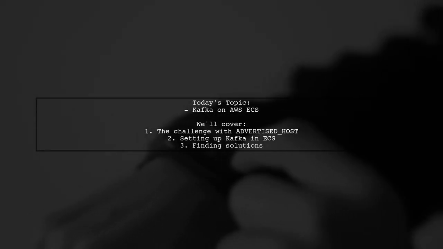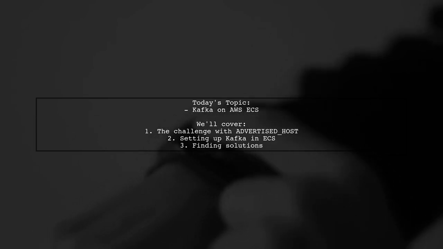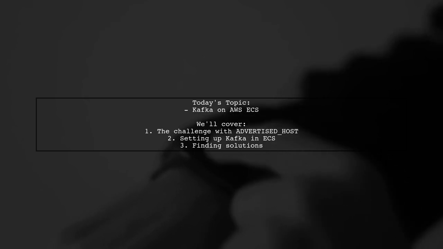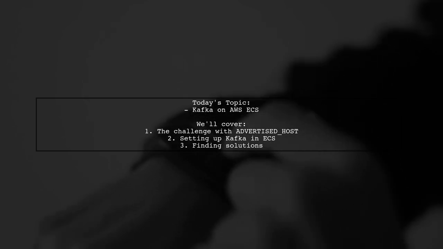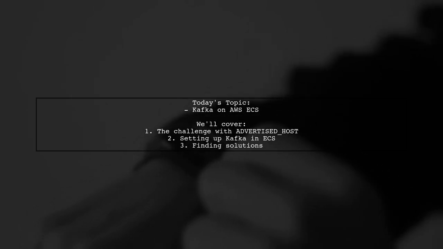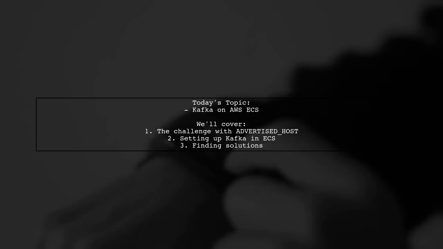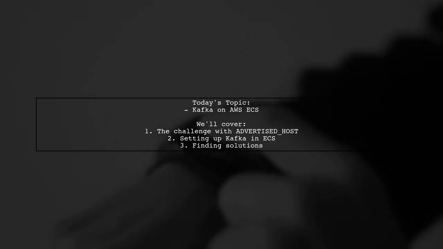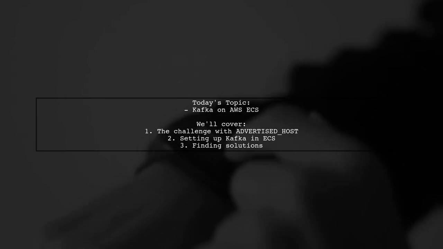Today, we're tackling a challenge that many developers encounter when deploying Kafka on AWS ECS. Our viewer is trying to run Kafka using the Spotify Docker image, but they face a tricky situation with the advertised host environment variable. Let's dive into the details and find out how to solve this problem together.